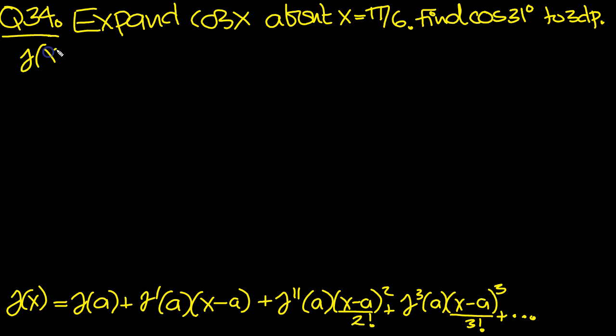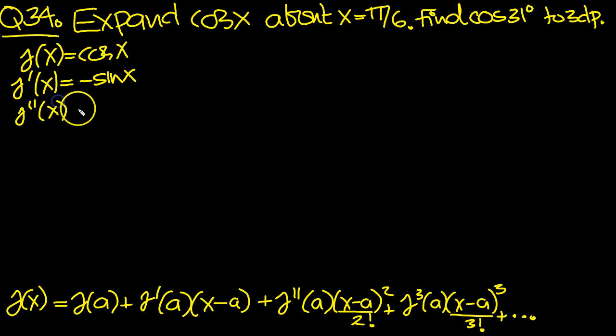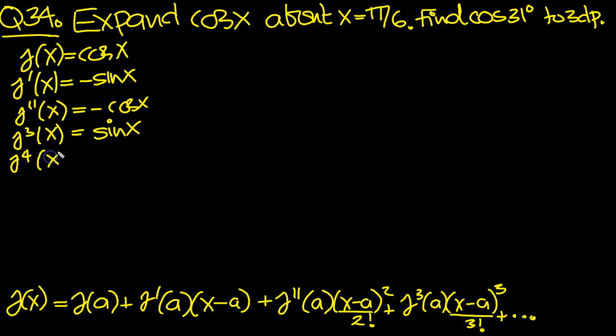So here f of x is equal to cos x, f dashed, well cos goes to minus sine, f double dashed, sine goes to cos, so that's minus cosine. F3, cosine goes to minus sine, so we're back to sine x, aren't we? And then F4, sine goes to cosine. So there's the first few terms.